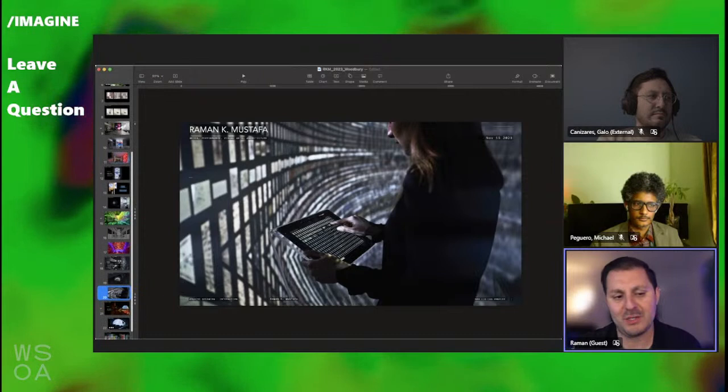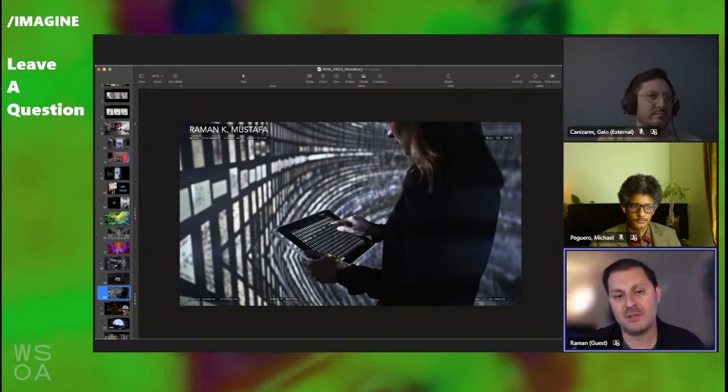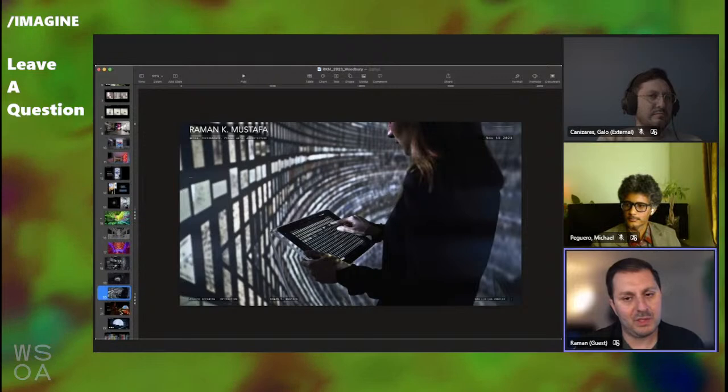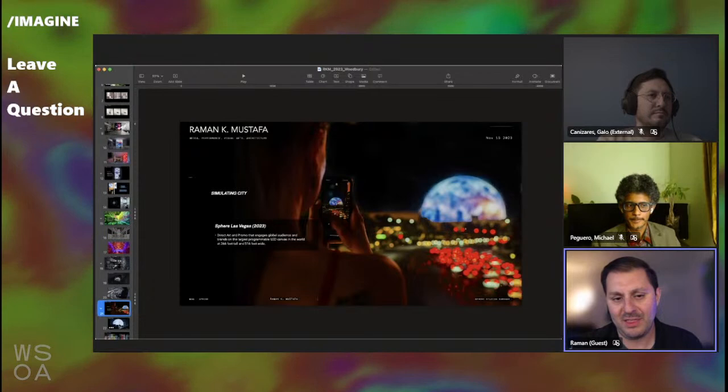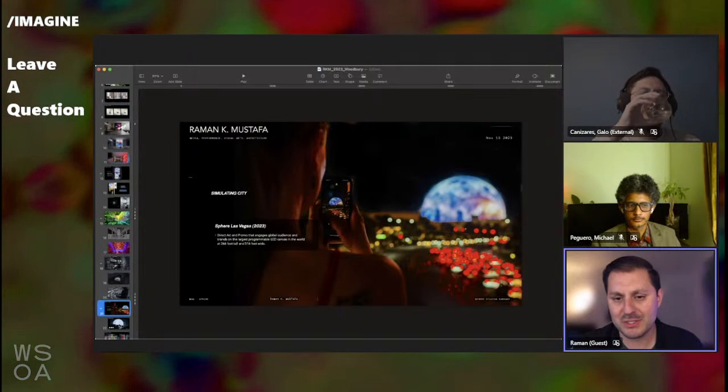So I thought that was a really interesting take on how you apply this idea of simulation. Now we're simulating the city. I guess you could say the Sphere is urban scale simulation.